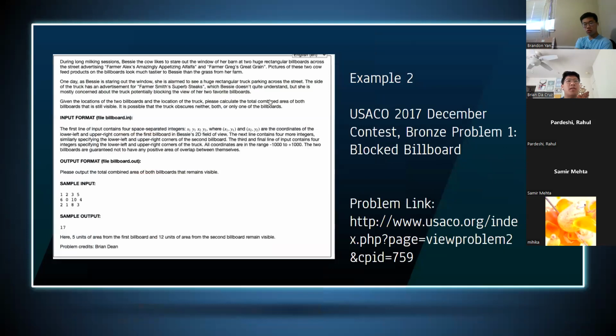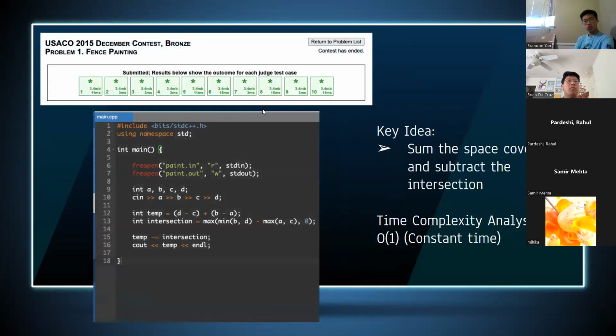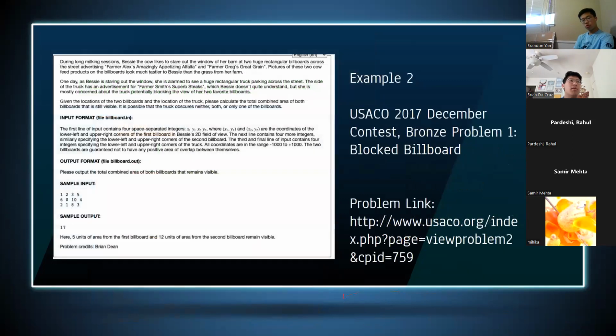Just for a time complexity analysis, this problem runs in O of 1 time because we weren't looping through anything. We weren't going through between 0 and 100. We weren't going through this entire number line and basically simulating the situation. We were just taking the maximum, comparing some values and printing them out. So that's why it runs in O of 1 time.